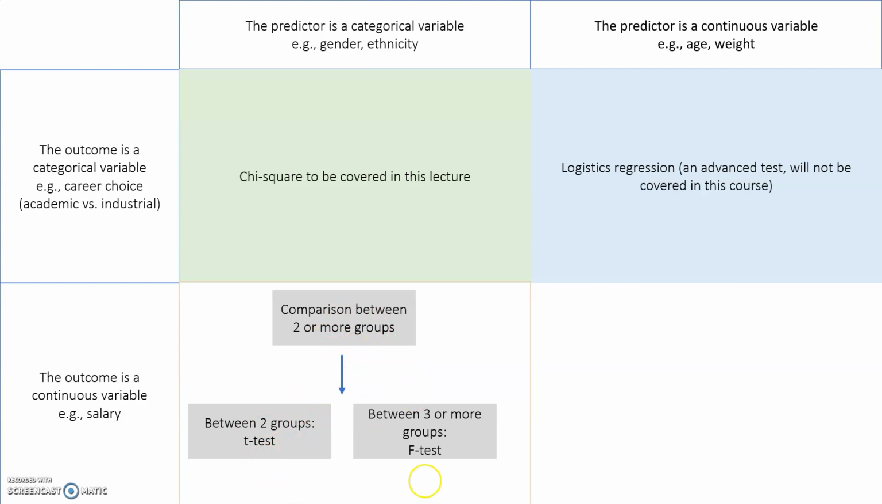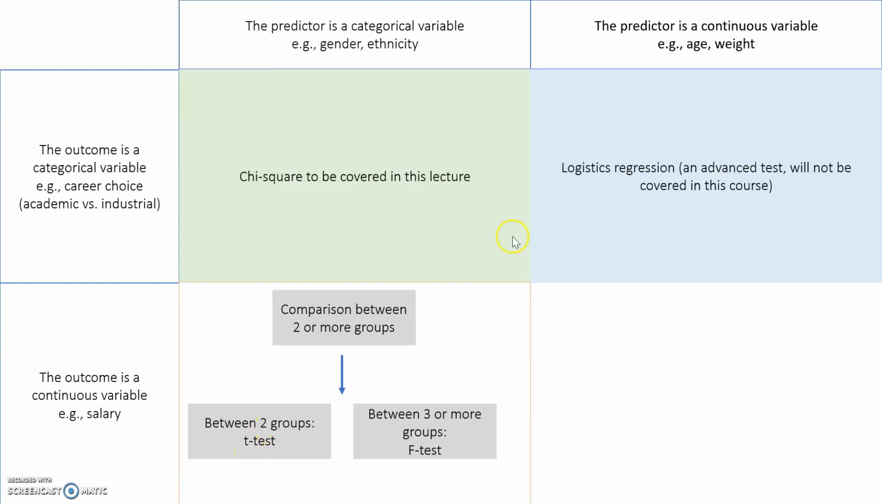Let's say if we are comparing between two groups, we're going to use a t-test. Depending on whether we have these data points from the same person or not, or whether these two groups are independent, separate or not, we use the paired t-test or the independent t-test. And if we are making a comparison between more than two groups, such as 3 or 4, we use the F-test. So we are pretty much done with this box. We've covered all the tests in this box.